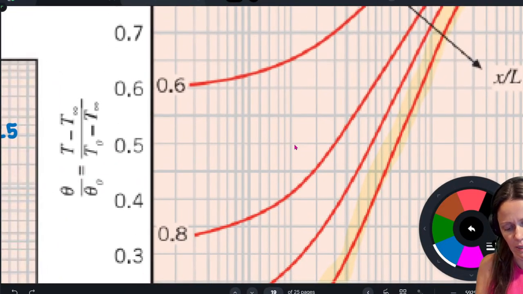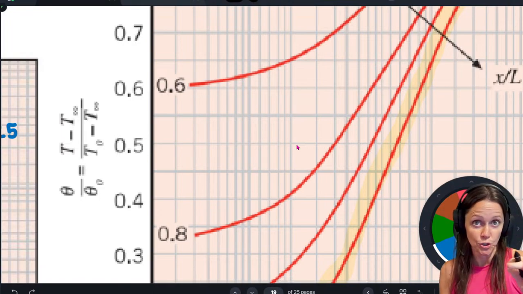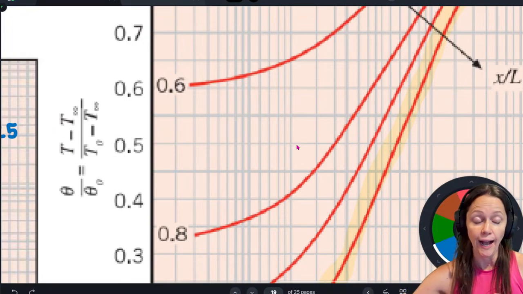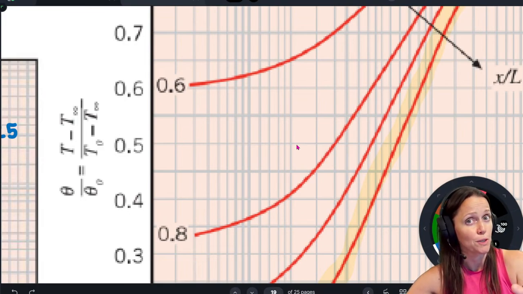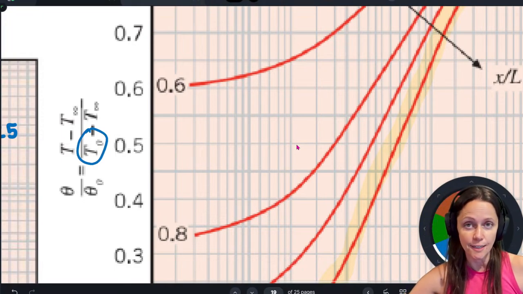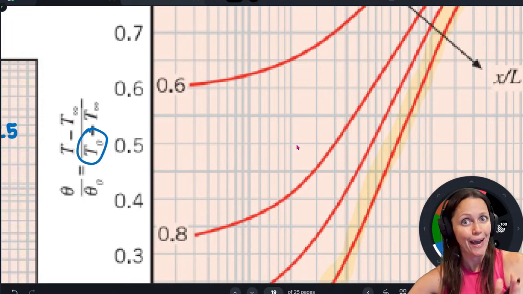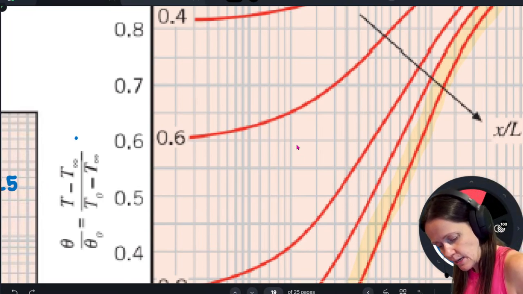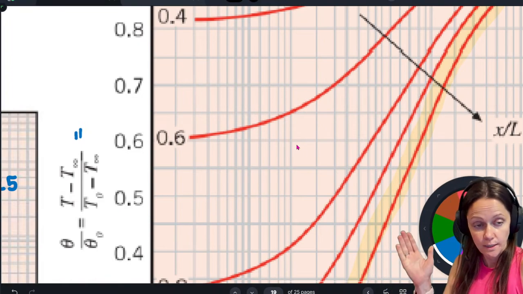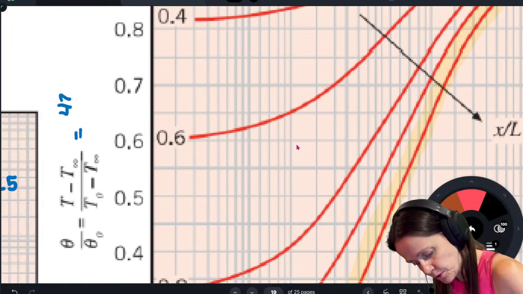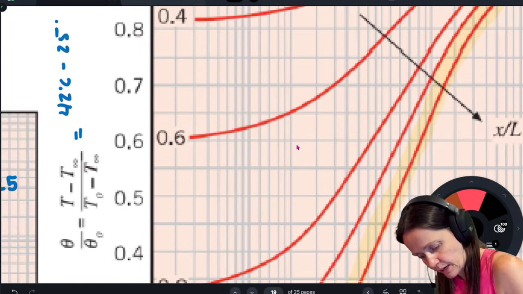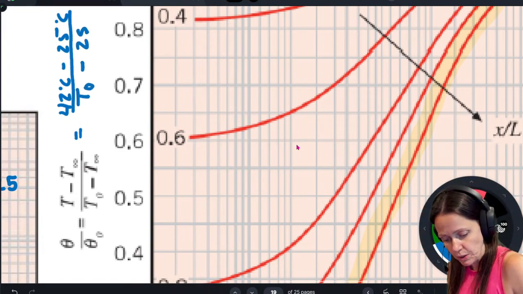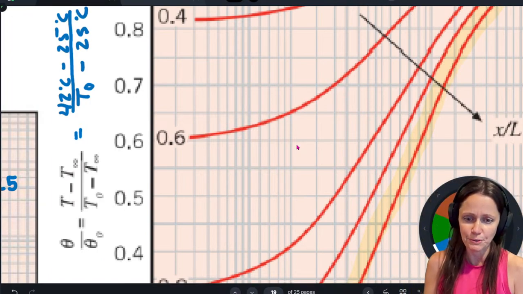Let's look at what I have before we start plotting stuff. I'm looking at the temperature at the surface at a particular time. I don't know what the time is, but at this particular time. And this one is the temperature at the midplane, x equals 0, at that particular time. Okay, cool. So this is going to be the temperature at the surface, 42 degrees Celsius, then T infinity, 25 degrees Celsius, over T naught. I don't know that, I'm going to find it out, minus 25 degrees Celsius.